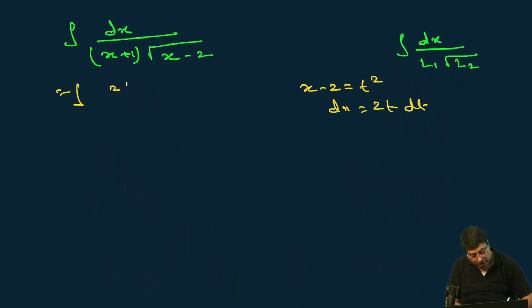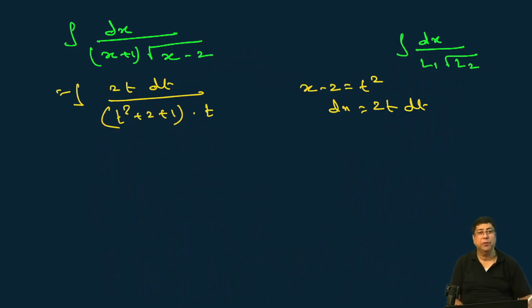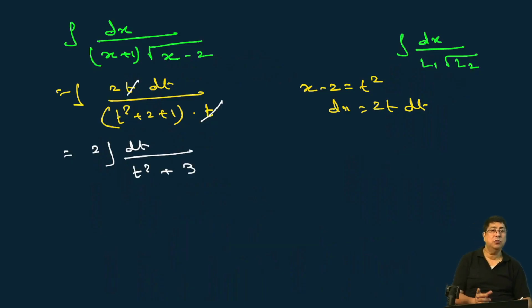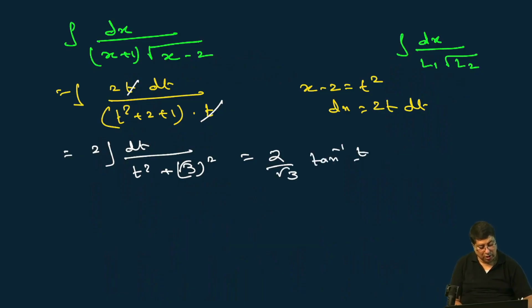Therefore I can write here 2t dt by, instead of x I can write t square plus 2 plus 1 into root over of t square, which means t. And here t by t is cancelled. And finally 2 is outside. dt by t square plus 3. Instead of 3 we can write root 3 square because we will get the direct formula. So root 3 square. So 2 into 1 by a tan inverse x by a is the formula. So 1 by root 3 tan inverse t by root 3 plus c. Sum is over.